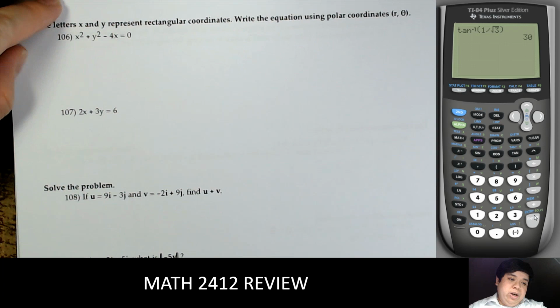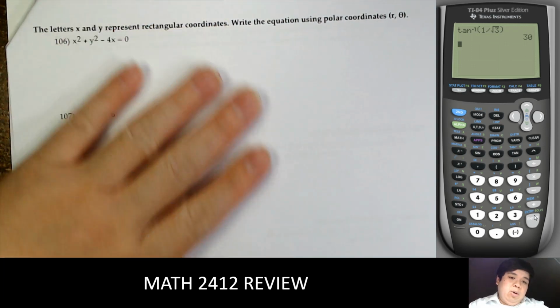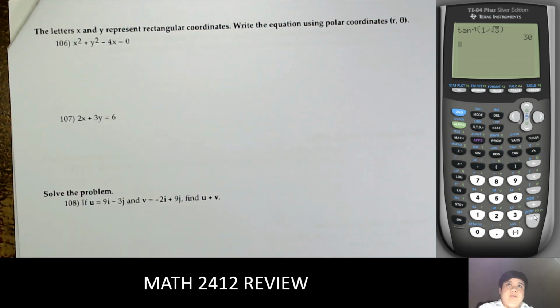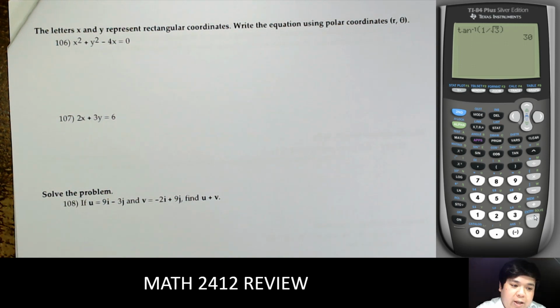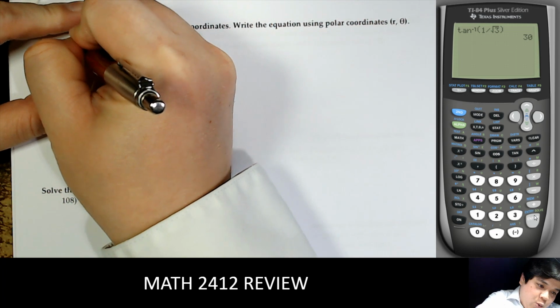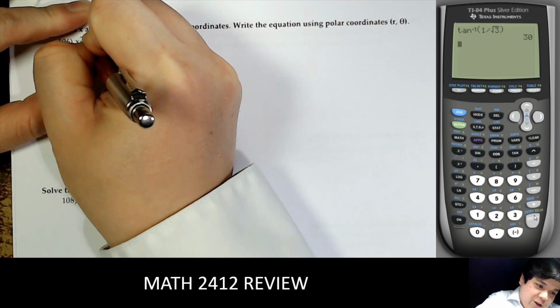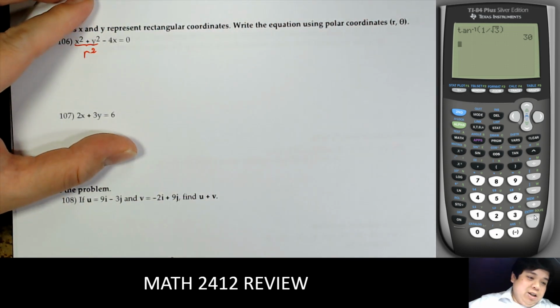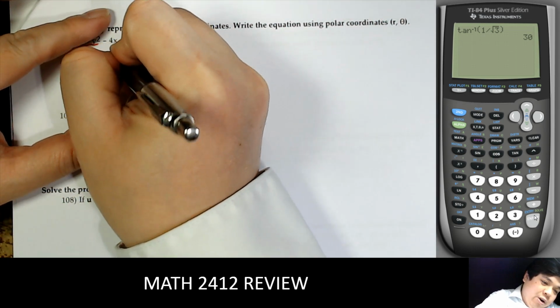Next, we need to write this in terms of the polar equation. Every time we see x squared plus y squared, that's r squared. That's the easiest one. We have x squared plus y squared minus 4x equal to 0.